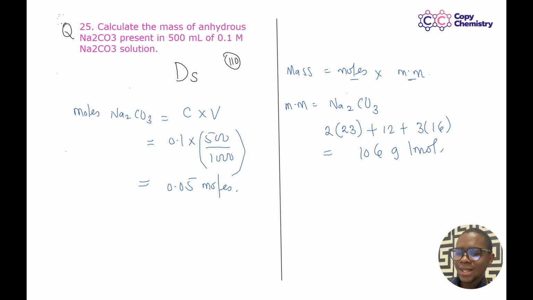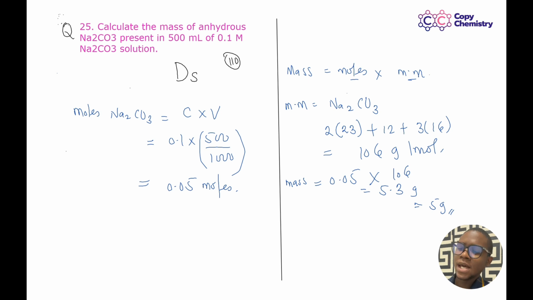Okay, so let us multiply. That's the next thing. Multiplying that, the mass would be the moles 0.05 multiplied by the molar mass, which is 106. So that should give us about 5.3 grams, or approximately 5 grams if you choose to leave it in one significant figure. But 5.3 grams is also our answer.